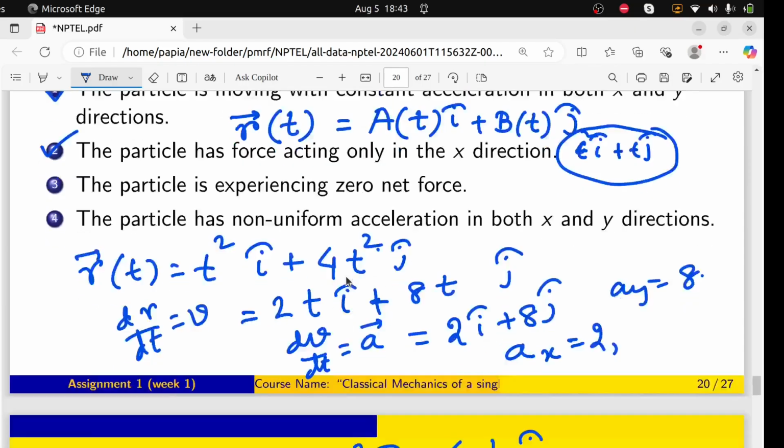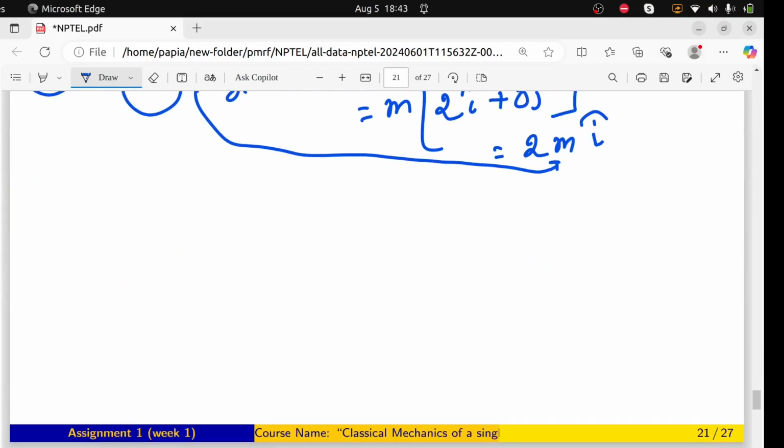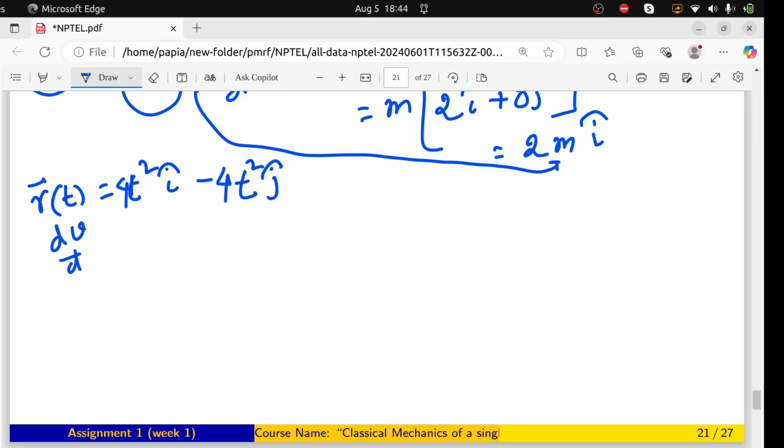Zero net force means what? I am taking here, let's say, r vector as 4t² i cap minus 4t² j cap. So again, dv/dt I am just calculating. It is like 8t i cap minus 8t j cap.